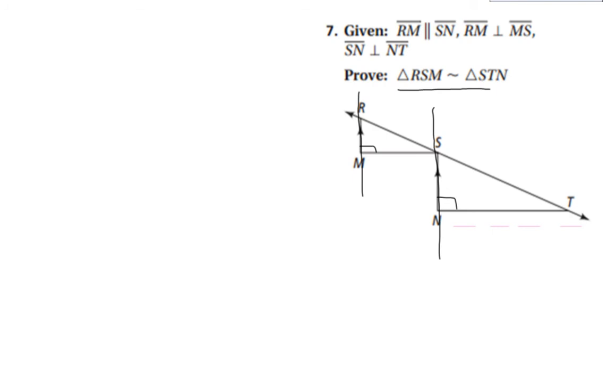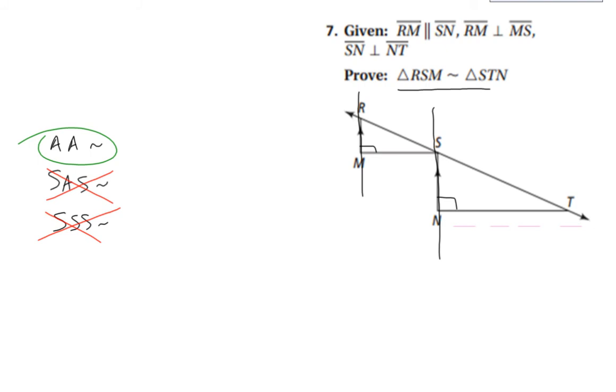So first, the question is, what are the three triangle similarity postulates or theorems? Well, I have the angle-angle similarity postulate, the side-angle-side similarity theorem, and the side-side-side similarity theorem. Do I know anything about the sides? Well, I don't. I know that MR and NS are parallel to each other, but that tells me nothing about the lengths. So anything having to do with sides is out of the question. I cannot use them. The only thing that's left, therefore, is the angle-angle similarity postulate. And it turns out I can use it.